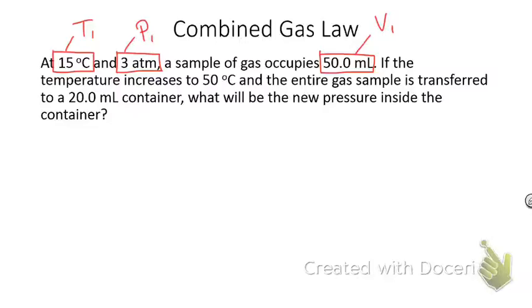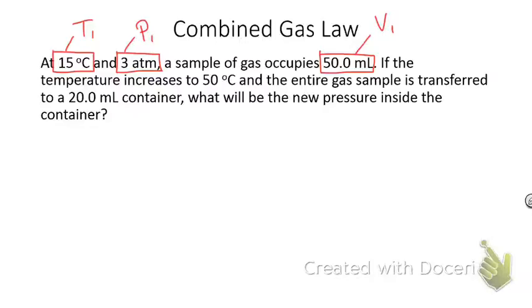Now, how did I know that 15 was my temperature, 3 was my pressure, and 50 was my volume? It's all about your units, ladies and gentlemen. You have to look at these units. We know that atmospheres relates to pressure, we know that Celsius relates to temperature, and we know that milliliters relates to volume. So that's how I knew which variable was which.